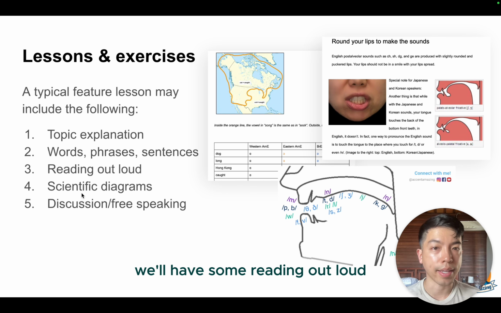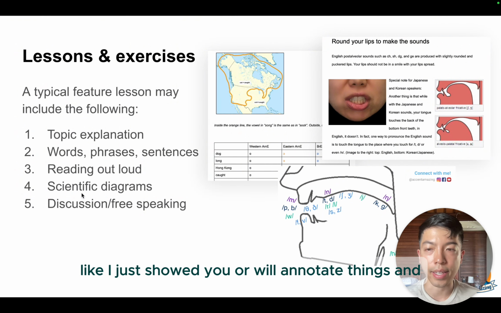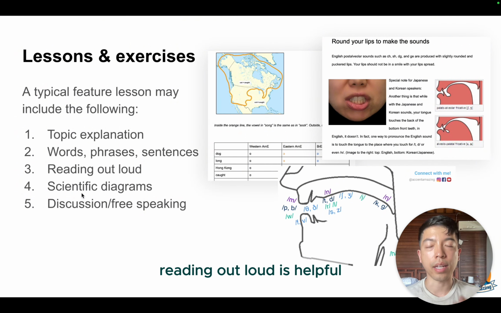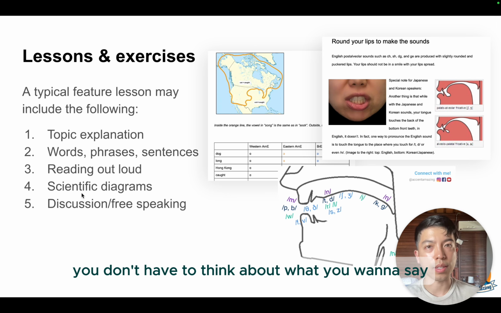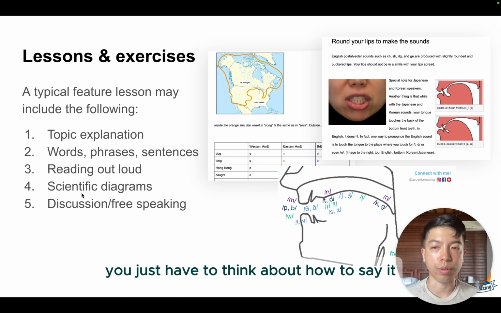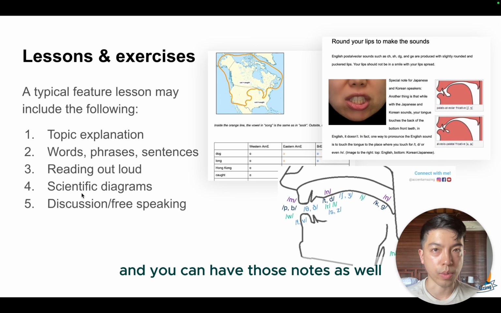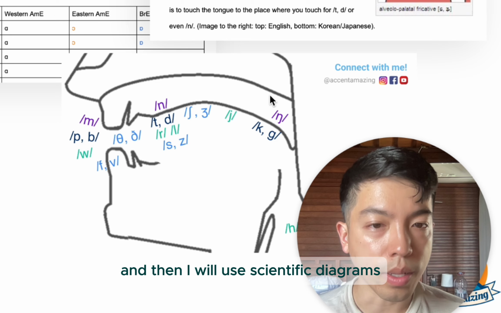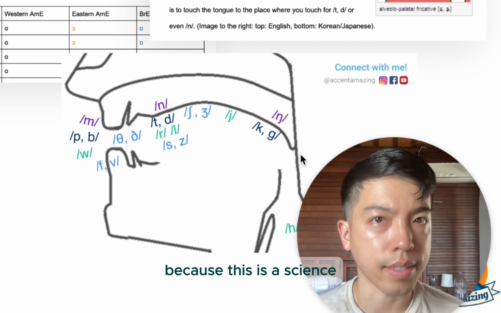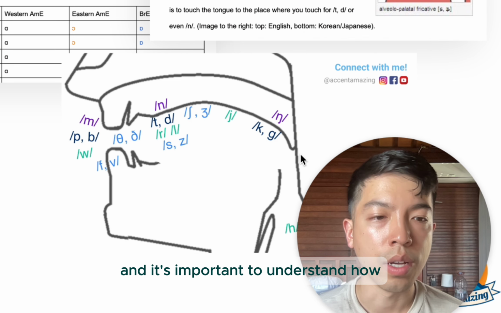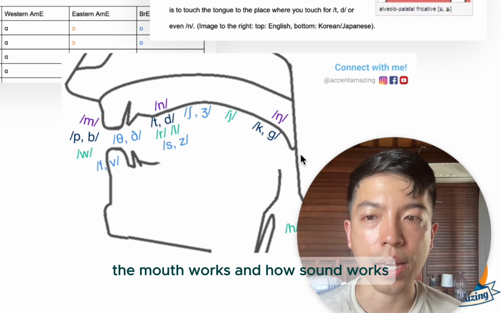We'll have some reading out loud like I just showed you, where we'll annotate things, and reading out loud is helpful. You can see what you're going to say. You don't have to think about what you want to say. You just have to think about how to say it, and you can have those notes as well. And then I will use scientific diagrams because this is a science and it's important to understand how the mouth works and how sound works.